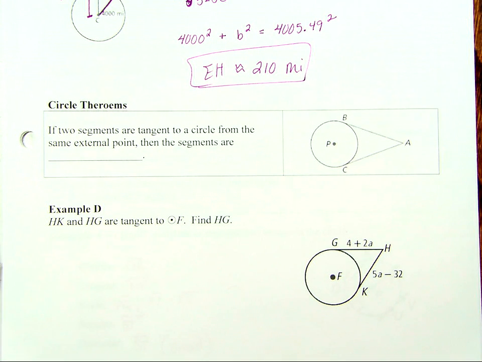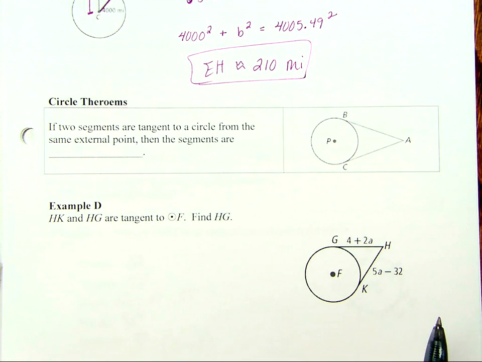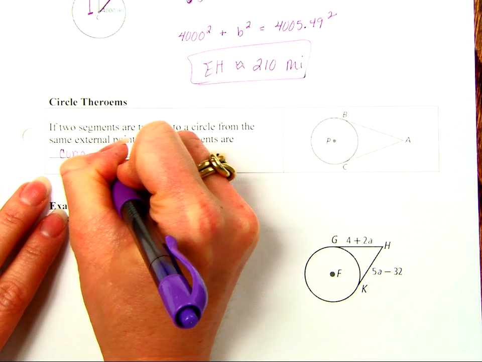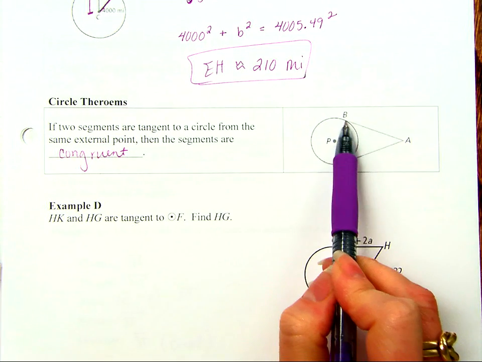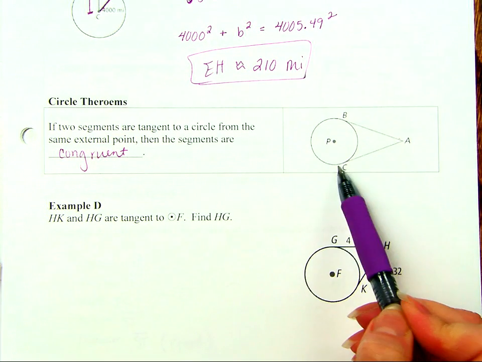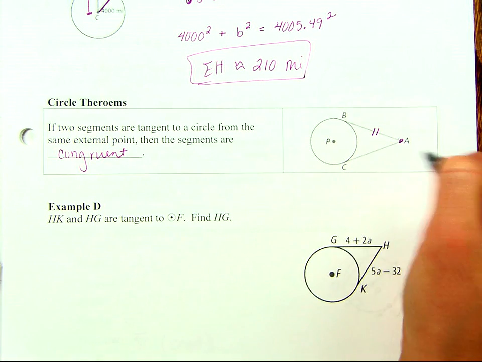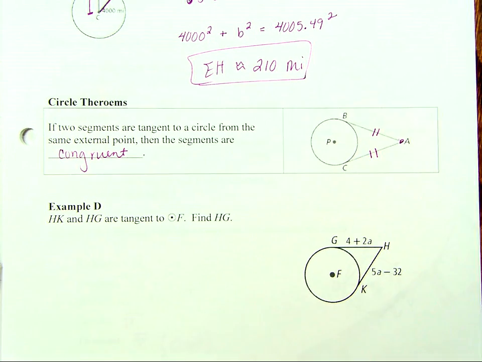Finally, it says that if you have two segments that are tangent to a circle from the same external point, the segments are going to be congruent. So here I have a tangent at B, tangent at C, and they both come from my same external point. This AB is going to be equal to AC.